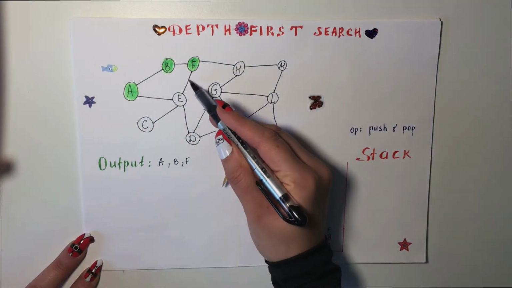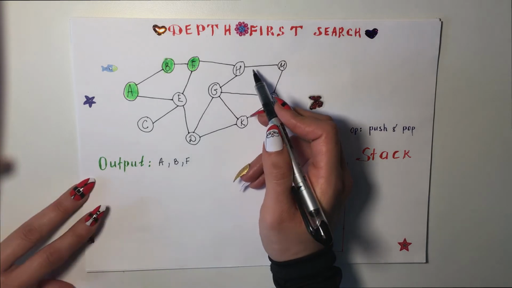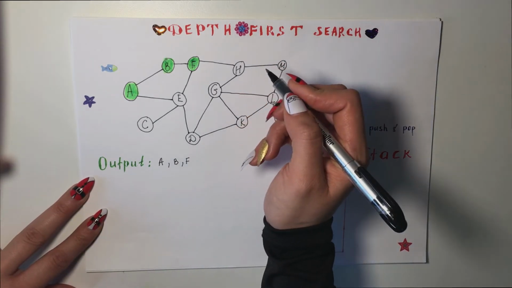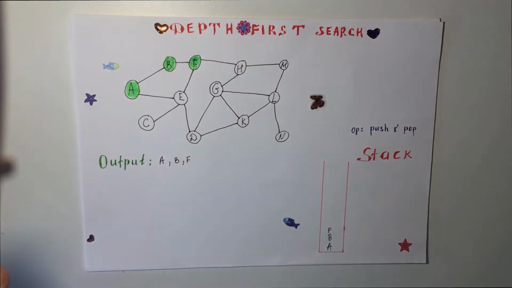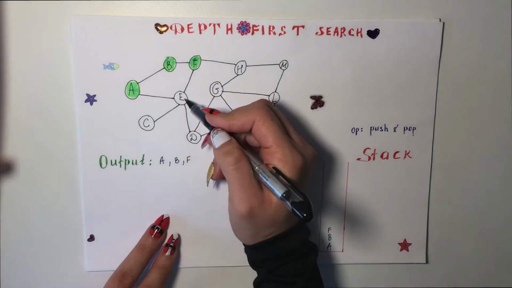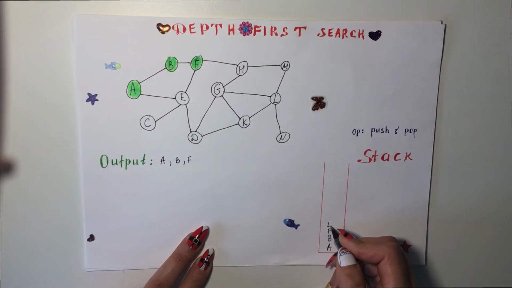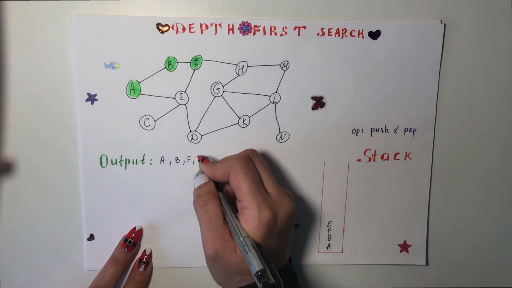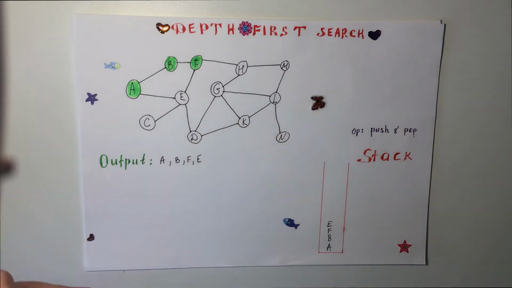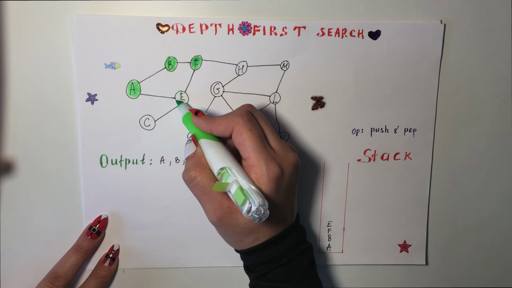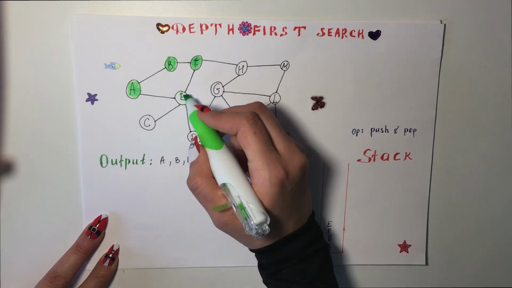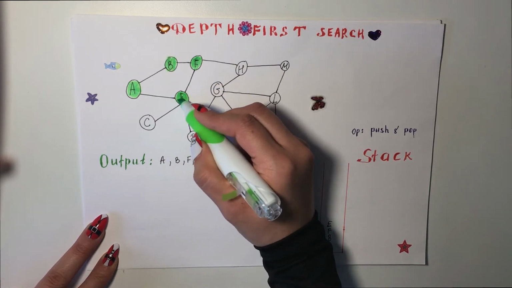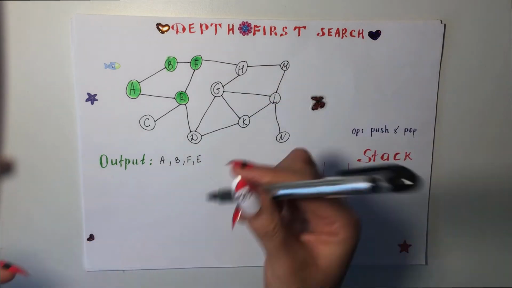F has two adjacent unvisited nodes, E and H. Let's go for E first. We will push E to the stack, add it to the output sequence, and mark it as a visited node. E has two adjacent unvisited nodes. They are C and D. Let's continue with node C.